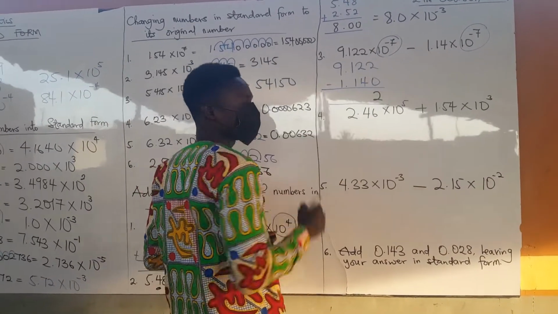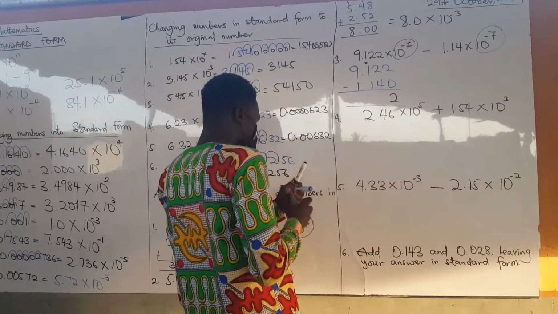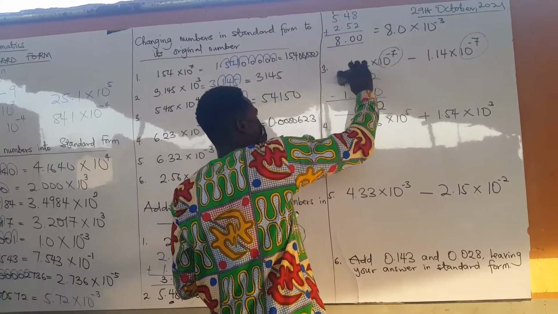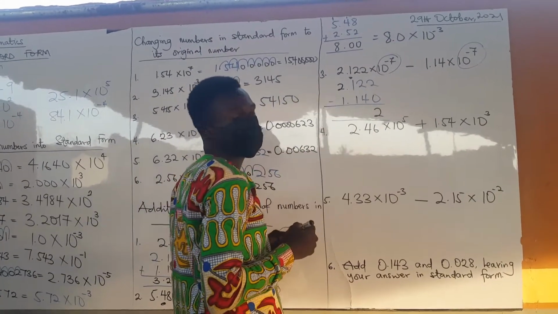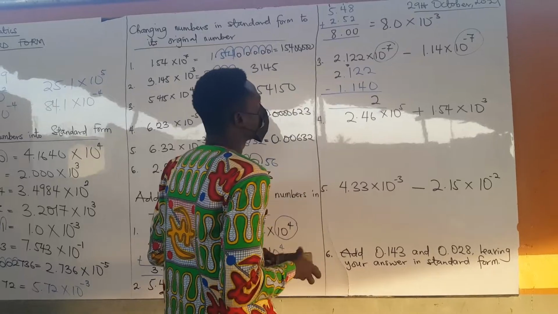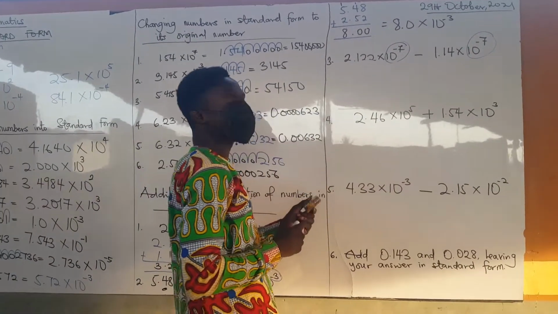2 minus 4 is not possible, so we borrow. Okay, so let's maintain the number that it was. Let's maintain it. So 2 here, 2 here. Good. Let's maintain the number. So let's go back here. Let's go back. Good.